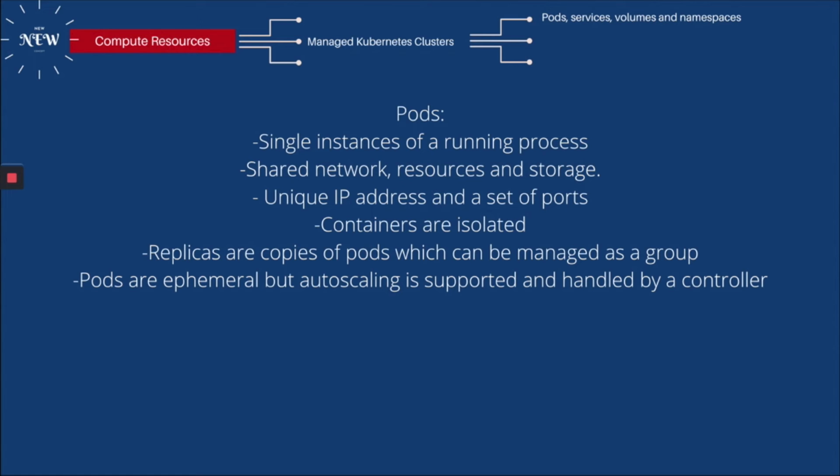We can have something called replicas, and this is important when you're working with Kubernetes. Replicas are copies of pods. They can be managed as a group. Again, as we've previously said, you can have groups of instances. You can also have groups of pods, replicas. Pods are ephemeral, which means they are going to be terminated. This means that if a pod is terminated, you can create a new one and you can delete one. This is all handled by the autoscaler and the controller.